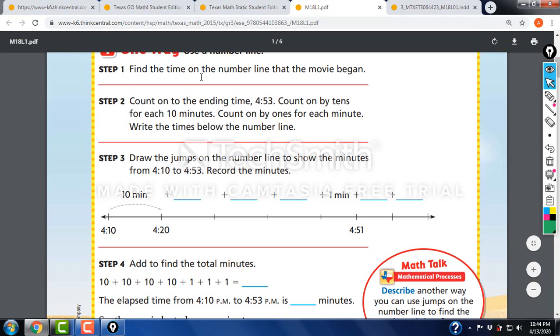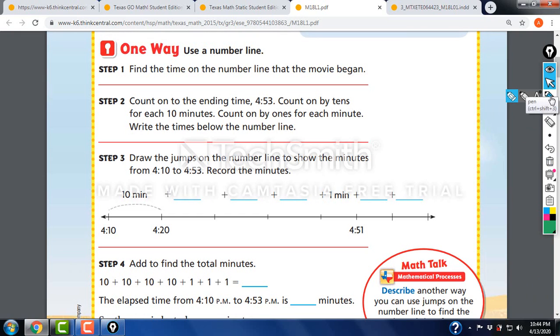It says first find the time on the number line that the movie began. The movie began at 4:10. So we're going to count on to the ending time, which is 4:53, which is over here. We're going to count by tens for each 10 minutes and count on by ones for each minute. Write the times below the number line, and then write down how many minutes passed. We're going to count by tens and ones. So let's go ahead and do that.